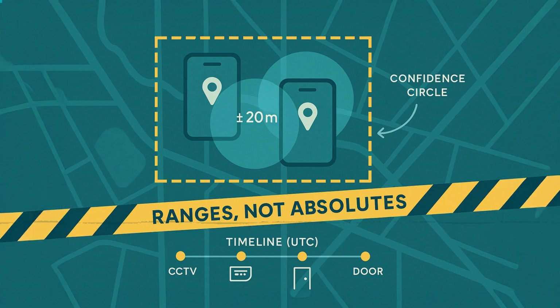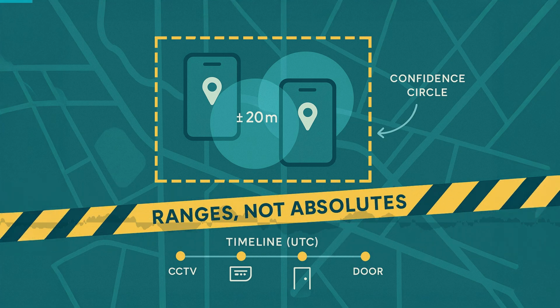Location evidence feels precise because maps draw tidy dots and lines. In reality, it is an estimate dressed as a point. In this episode, Geofences and Timelines, reading location evidence without overreach, we unpack how location data is created, what geofence warrants collect, and how to build fair timelines that respect both capability and uncertainty. Language is neutral. Examples are generalized.